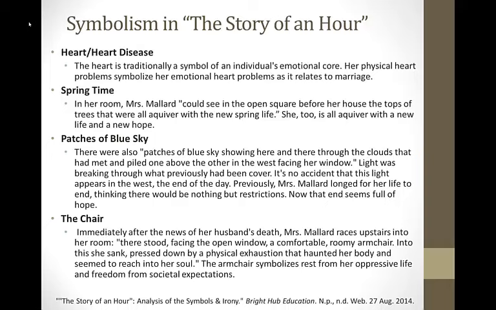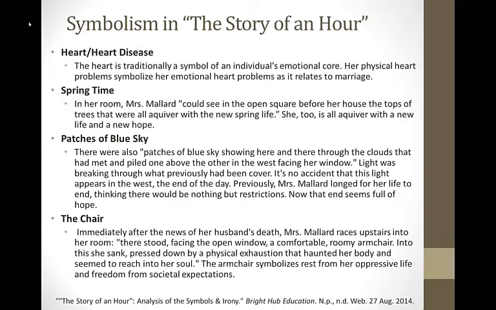And then the chair. Immediately after the news of her husband's death, Mrs. Mallard races upstairs into her room. "There stood, facing the open window, a comfortable, roomy armchair. Into this she sank, pressed down by a physical exhaustion that haunted her body and seemed to reach into her soul." The armchair symbolizes rest from her oppressive life and freedom from societal expectations.